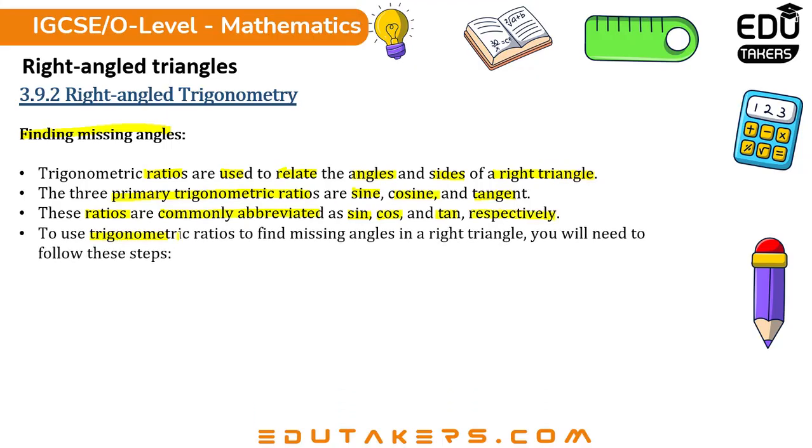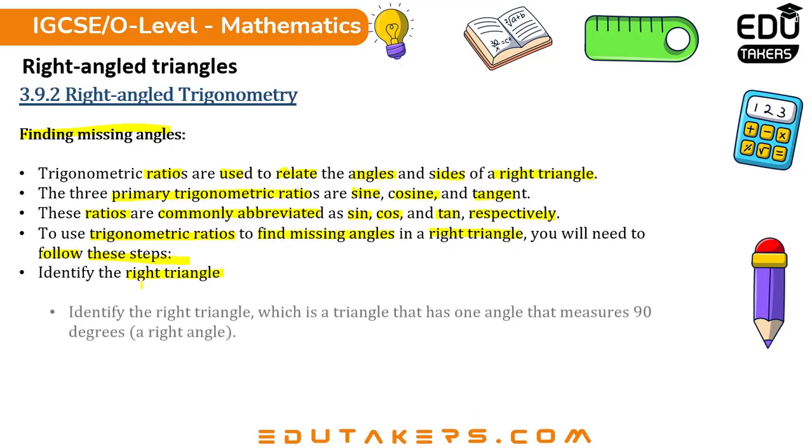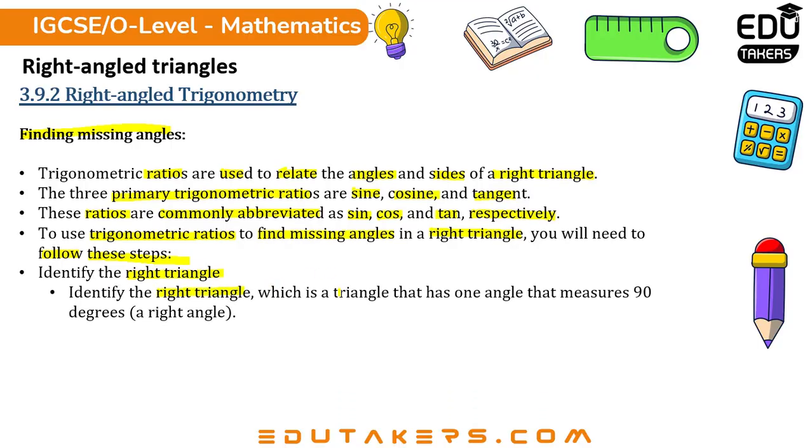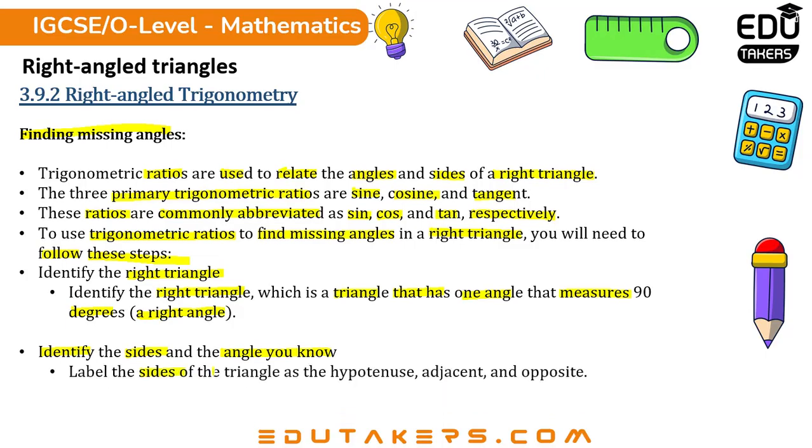To use trigonometric ratios to find missing angles in a right triangle, you will need to follow these steps. Identify the right triangle, which is a triangle that has one angle that measures 90 degrees, known as a right angle. Identify the sides and the angles you know. Label the sides of the triangle as the hypotenuse, adjacent and opposite. Identify the angles you know are given.